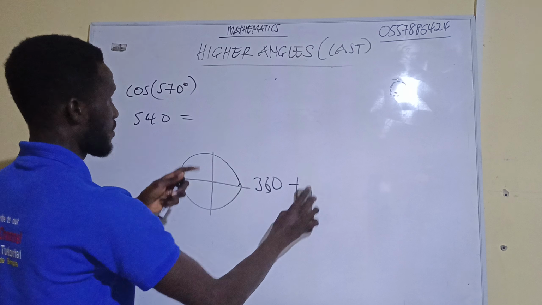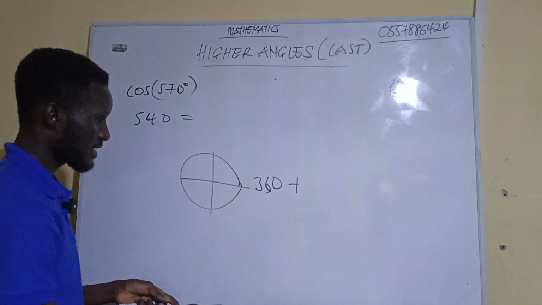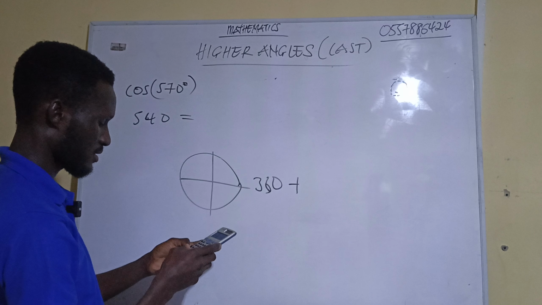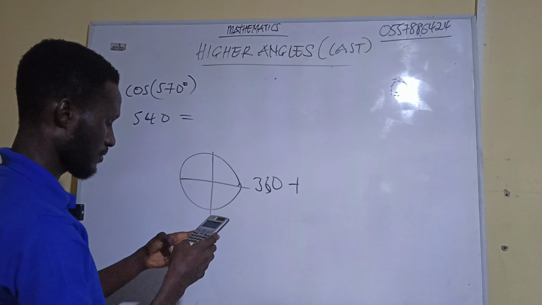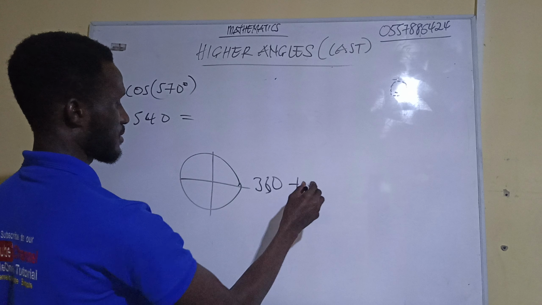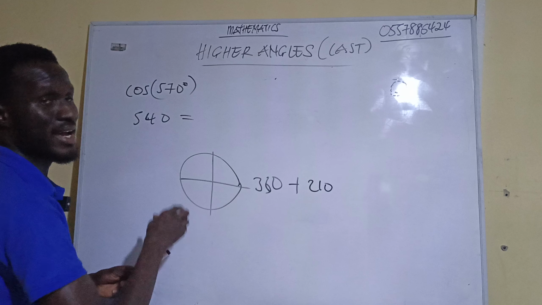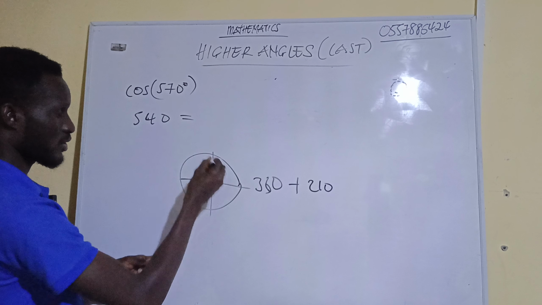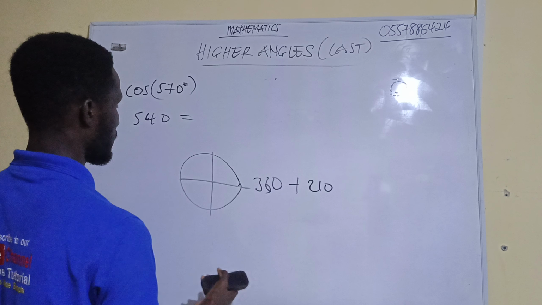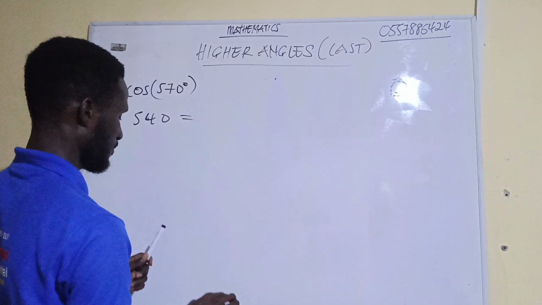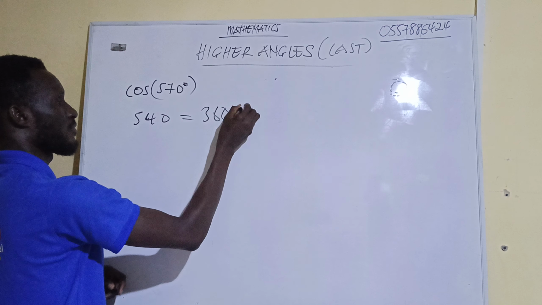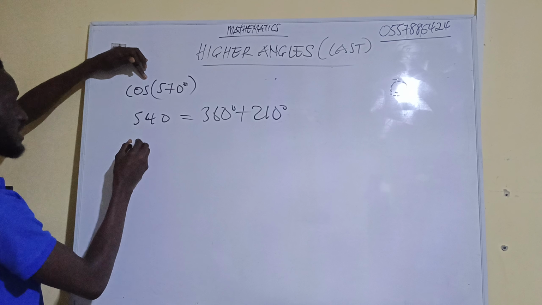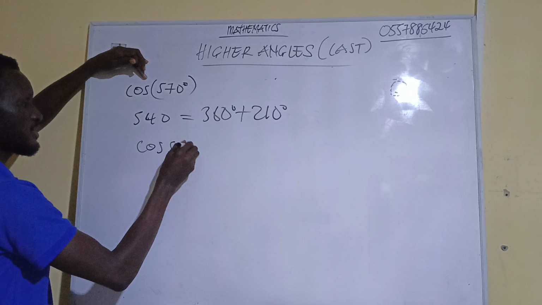Now, 770, what can I add to 360 to get 770? Now we're going to get 210. It means before I can get 720, I need to move one complete cycle. So this one is the same as 360 plus 210. So which means that I'm going to find cos 570.